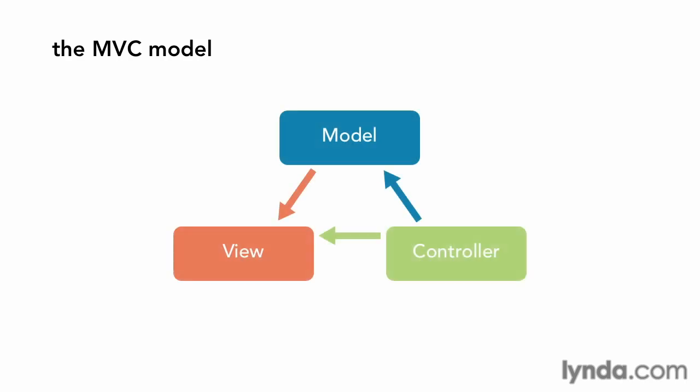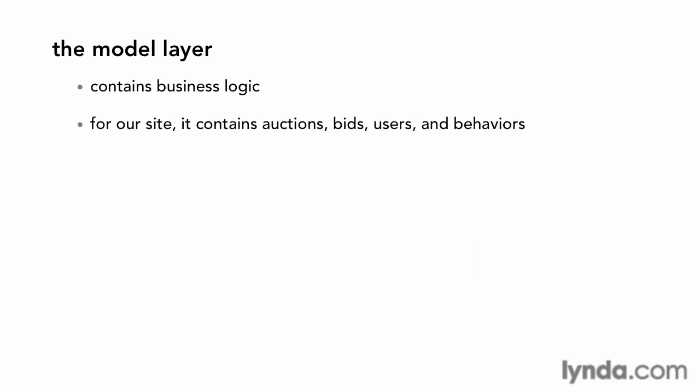Chapter 1 left us with a picture of three separate and distinct layers, the model, the view, and the controller, and mentioned that each of these layers has their own specific responsibilities. Let's take a look at what those responsibilities really are. The model layer contains all of the application's business logic, the code that describes how your business works. In our online auction website, for example, our model will consist of things like auctions, bids on those auctions, and even the users that place those bids.